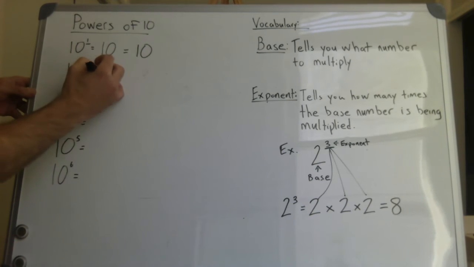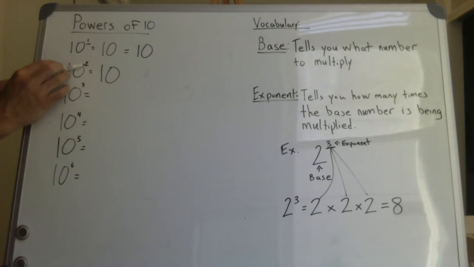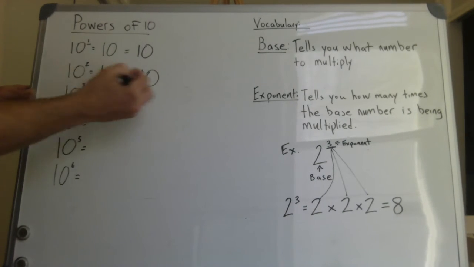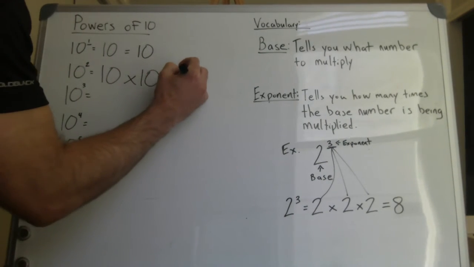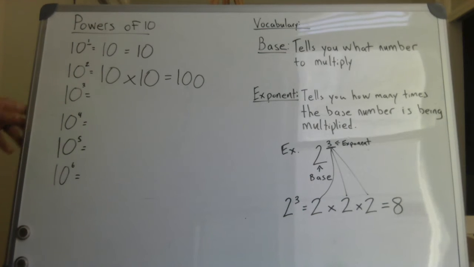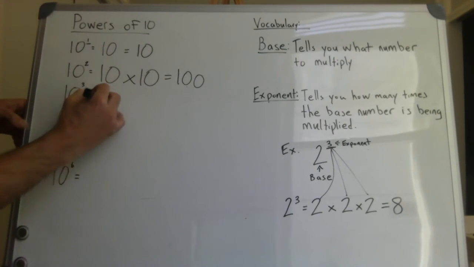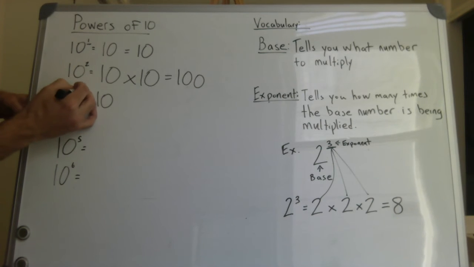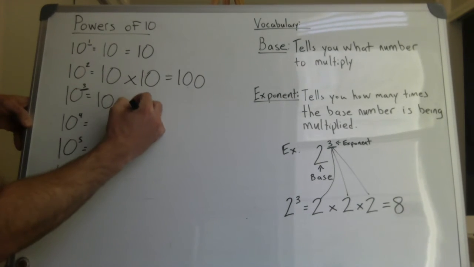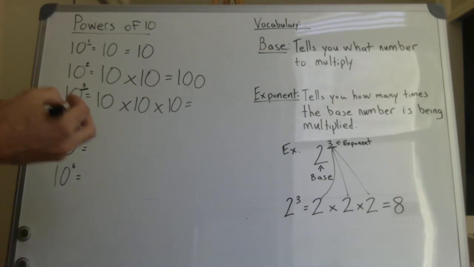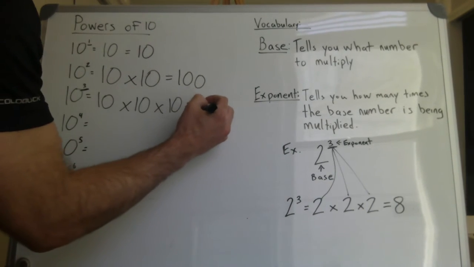Here, my base is 10, and since my exponent is 2, I have to write the number 10 2 times and multiply it. 10 times 10 equals 100. 10 to the third power, again, my base is 10, and I have to write 10 3 times. So 10 times 10 times 10. 10 times 10 is 100, times 10 is 1,000.